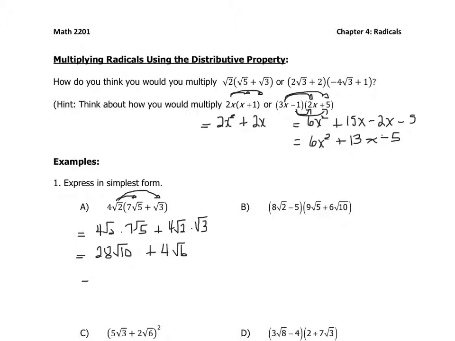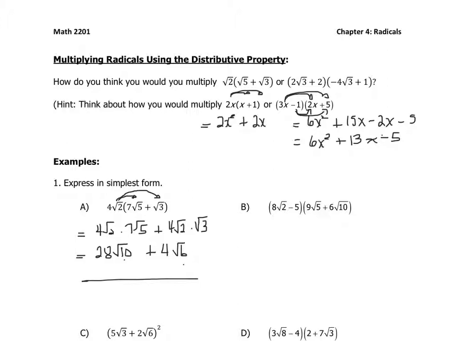And there's nothing more you can do with those radicals. That would be considered simplified, because root 10 cannot be simplified any further, and root 6 cannot be simplified any further. They don't have any perfect square factors. And they're not like radicals, so you can't add the 28 root 10 and the 4 root 6, so you just leave it in that form.